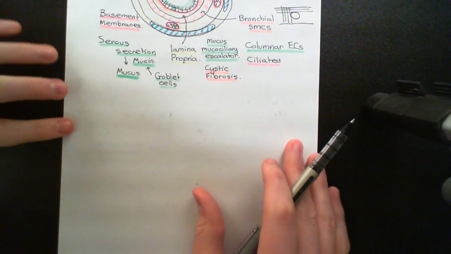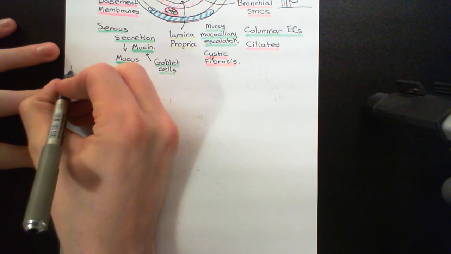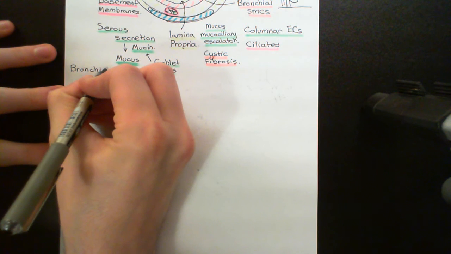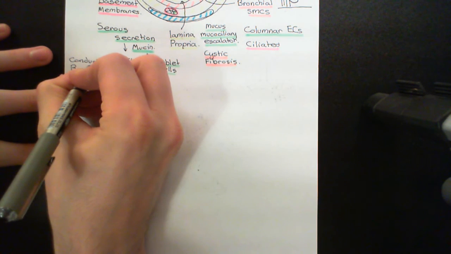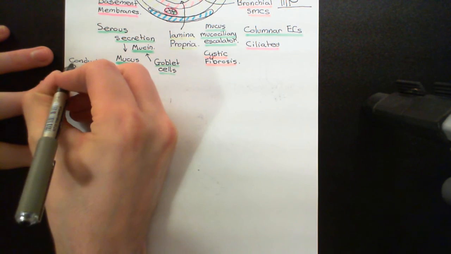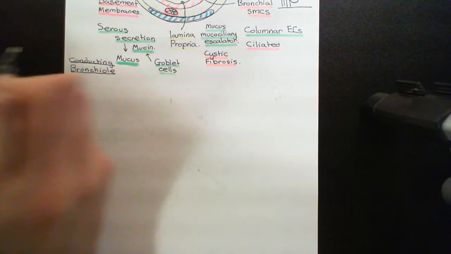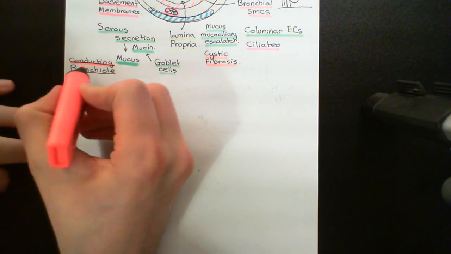For completeness and for revision, I am going to draw out a separate picture, but really it's not utterly necessary, but I will do this anyway. Okay, so this is going to be specifically a conducting bronchiole. The respiratory bronchioles are going to be even smaller. They're going to lack even more of the layers, so we'll deal with those separately. So now we're just doing conducting bronchiole.